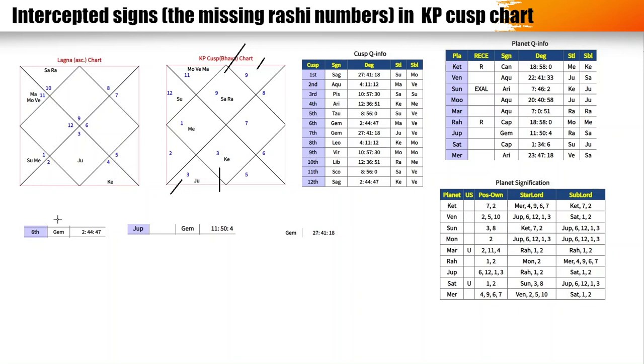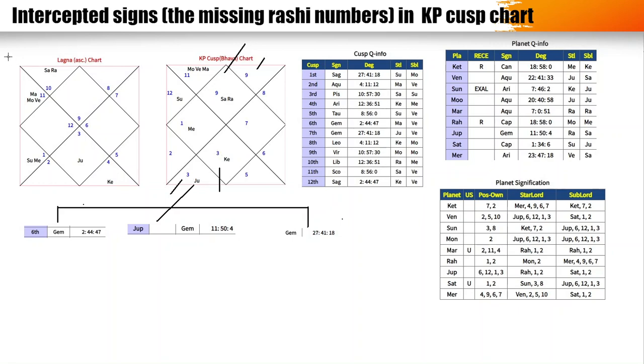So the sixth cusp, this is the sixth cusp. This is the span of the sixth cusp. And since Jupiter is in Gemini 11 degrees, which is going to be within the span of the sixth cusp, for this reason, Jupiter is shown over here. I hope this is clear to you. Another thing you notice was that the sixth cusp starts with Gemini 2 degrees and ends in Gemini 27 degrees. The same sign. The sixth cusp starts and ends in the same sign.